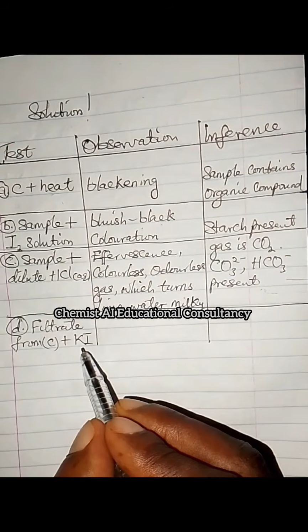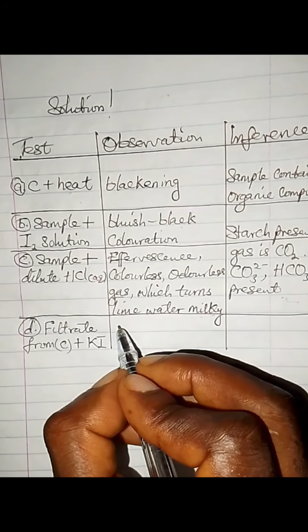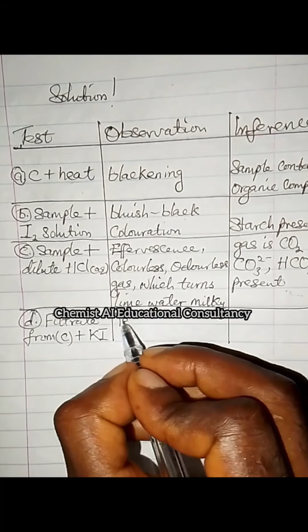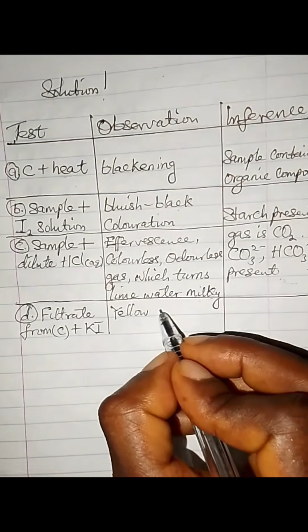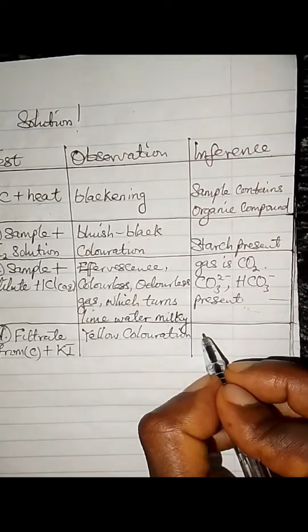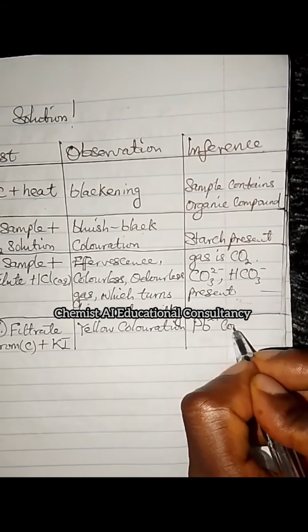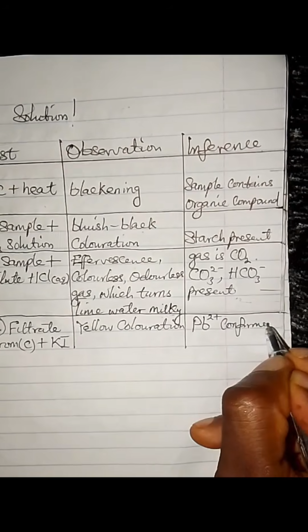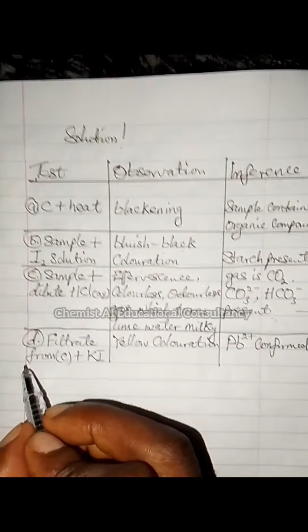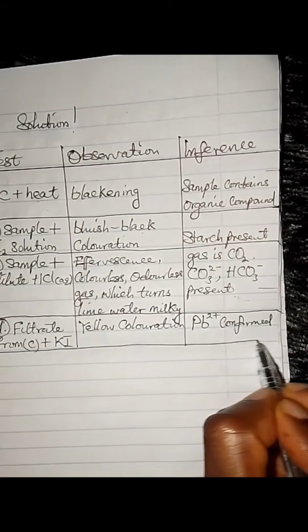And whenever potassium iodide comes to play, you are testing a metal called lead. So you are going to get yellow coloration as observation. So you write yellow coloration under observation. And once you see yellow coloration, lead 2 ion is confirmed. So you write lead 2 ion confirmed under inference. And this is exactly the answer to number 2 question on practical chemistry.